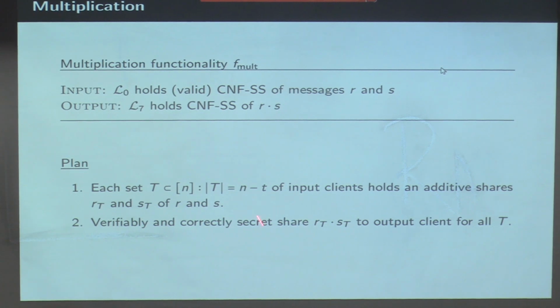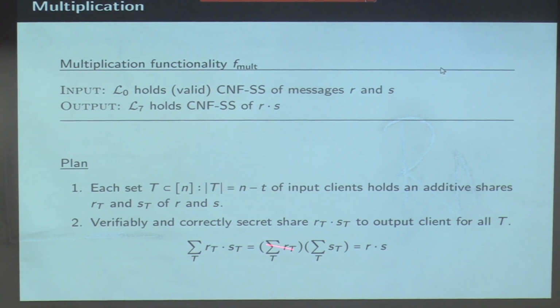Yeah, sorry, this is a big mistake. So for any T and T prime, we want R_T times S_T' to be secret shared. Yeah, this is horrible, but you need T comma T prime here. Big mistake, but then everything goes through. So you want to secret share every R_T times S_T' amongst the output clients. Now you can add them to get the secret share of the summation of R_T times S_T', and this is a secret sharing of R times S. This is the plan.